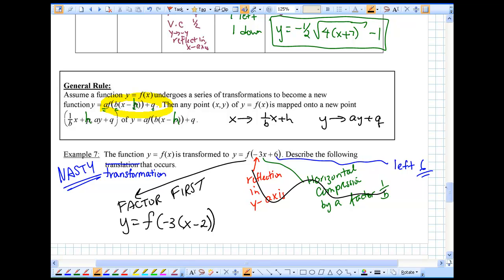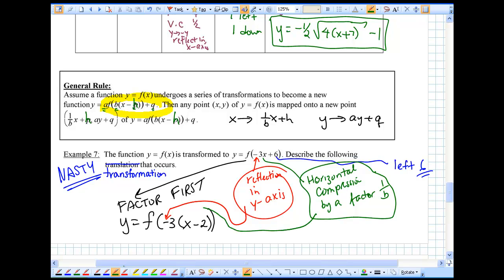Now, looking at this, you should be able to tell me what is going on. And I'd say to you, yes, there is still a reflection in the y-axis. Yes. And I'm saying to you, yes, there is still a horizontal compression by a factor of 1 over b. But what I'm telling you is, no, you did not go left 6. But what you actually did do was you went right 2 units. Okay? So when you identify these transformations by looking at the equation or the function notation, please, please, please remember to factor everything out. Okay?